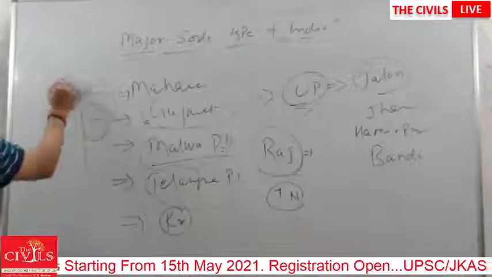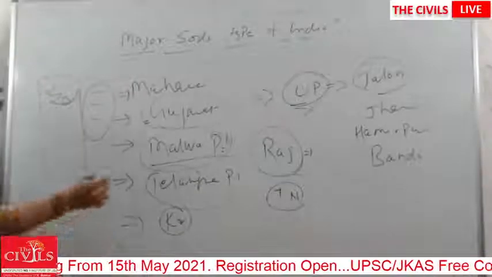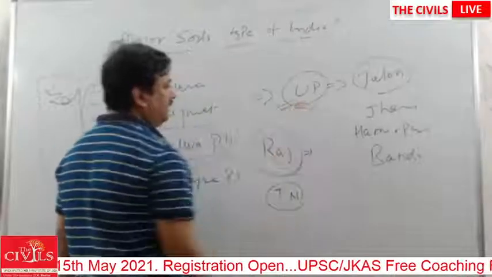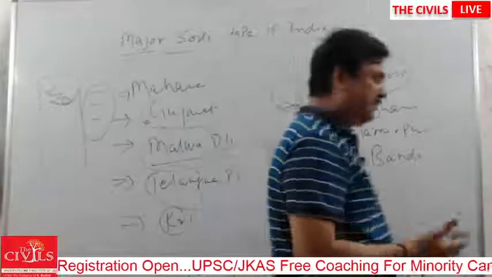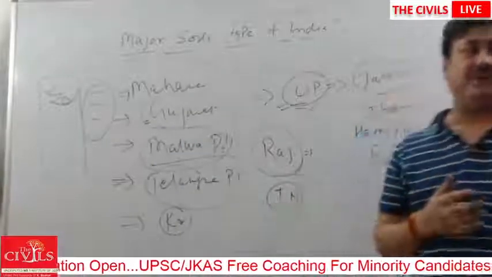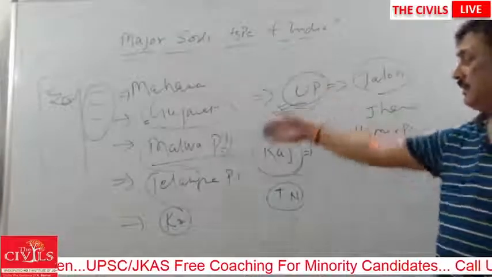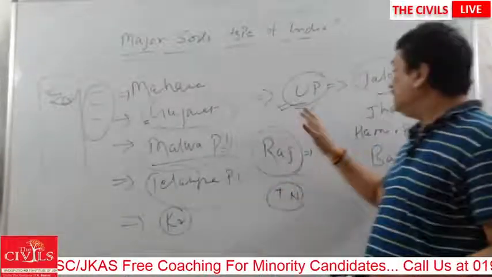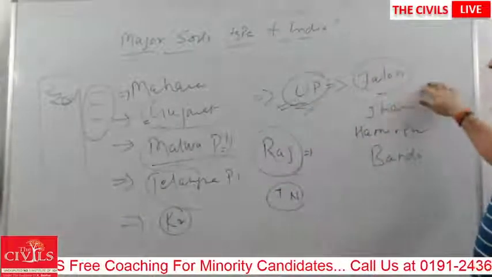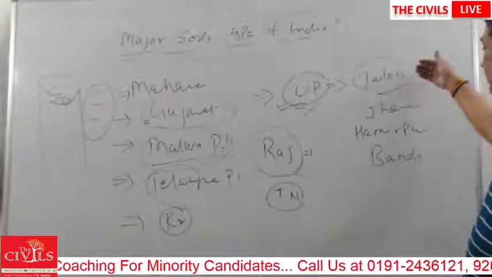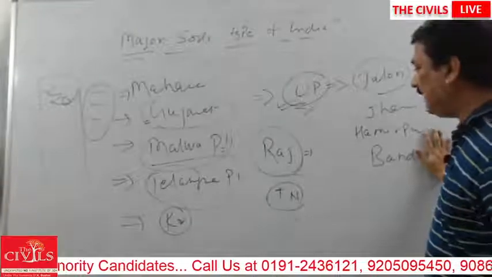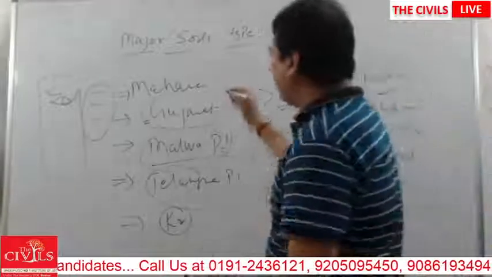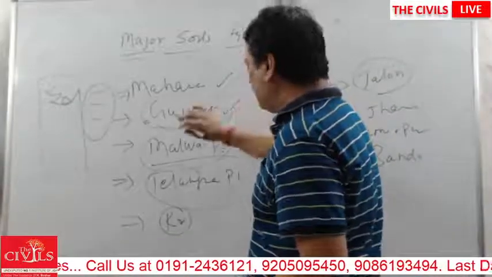So this is the distribution, because these things are very important. Generally, when a question is asked, it is whether it is found in UP or not, or Karnataka or not. In UP this soil is found in very small quantity in the districts of Jalaun, Jhansi, Hamirpur and Banda.